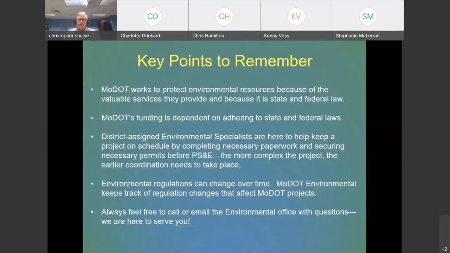Our environmental specialists are here to help keep your projects on schedule, completing the necessary paperwork and securing necessary permits before PS&E. The more complex the project, the earlier the coordination needs to take place. Environmental regulations can change over time. MoDOT Environmental keeps track of regulation changes that affect MoDOT projects.